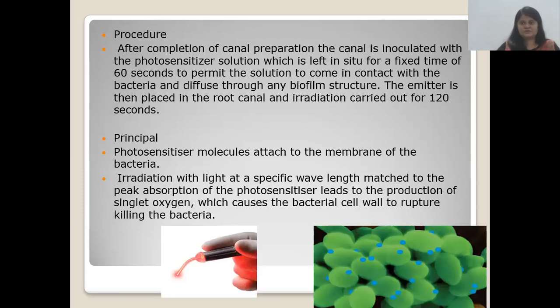So procedure, how do you use this method, this instrument? After completion of the canal preparation the canal is inoculated with the photosensitizer solution, which is left in situ for a fixed time of 60 seconds to permit the solution to come in contact with the bacteria and diffuse through any biofilm structure. The emitter is then placed into the root canal and irradiation is carried out for 120 seconds. The principle behind this is that a photosensitizer molecule attaches to the membrane of the bacteria. Irradiation light at a specific wavelength that matches the peak absorption of the photosensitizer leads to the production of singlet oxygen, which causes the bacterial cell wall to rupture and leads to the killing of the bacteria.